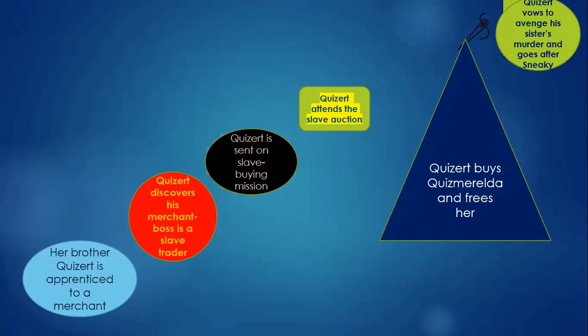Now, it's going to be a very satisfying plot point in the subplot for the reader. Readers love it when bad guys get it in the neck. Okay, so it has an important function in the story. It'll make the reader very happy when Quizet goes off after Count Sneaky, but it's not in the main plot.